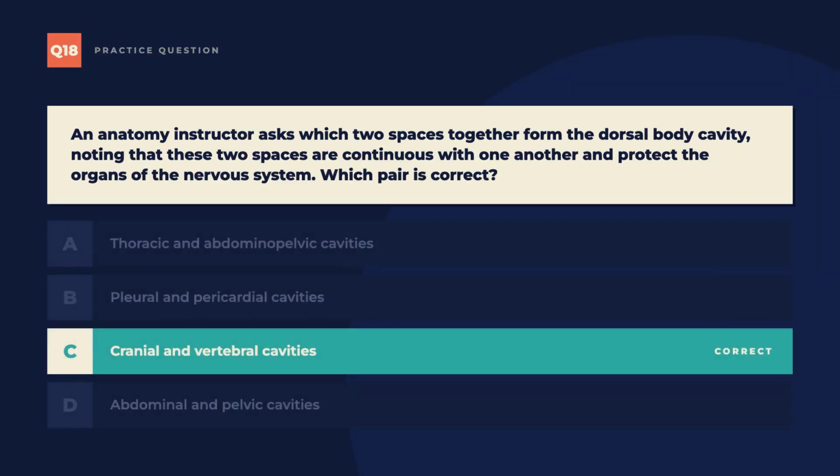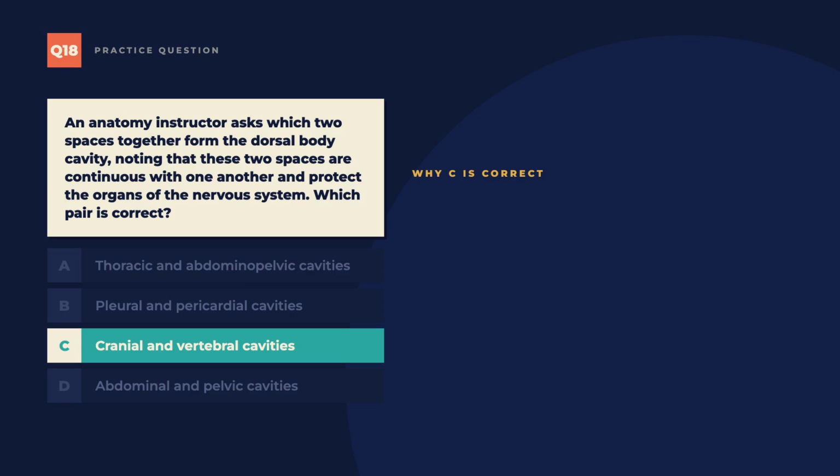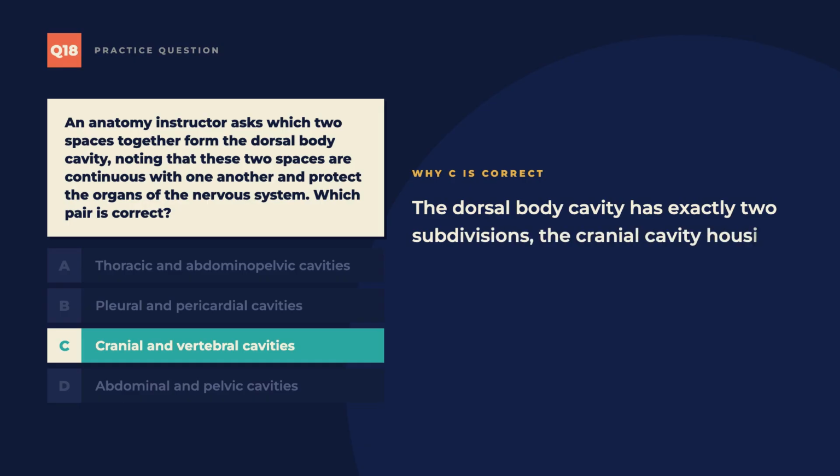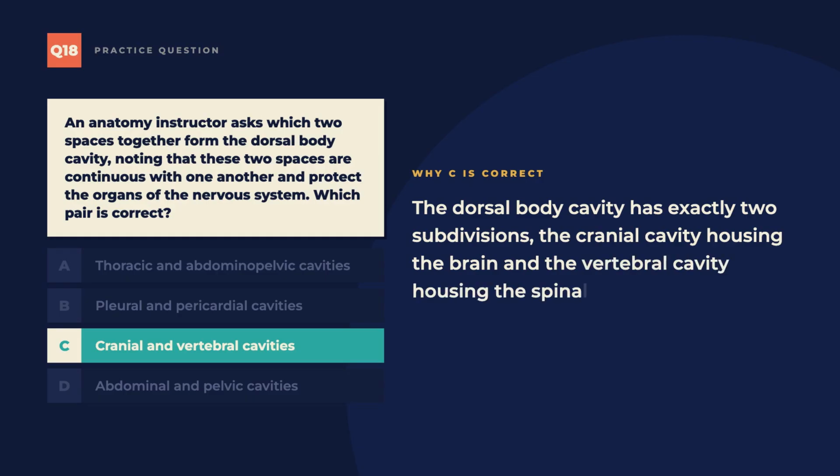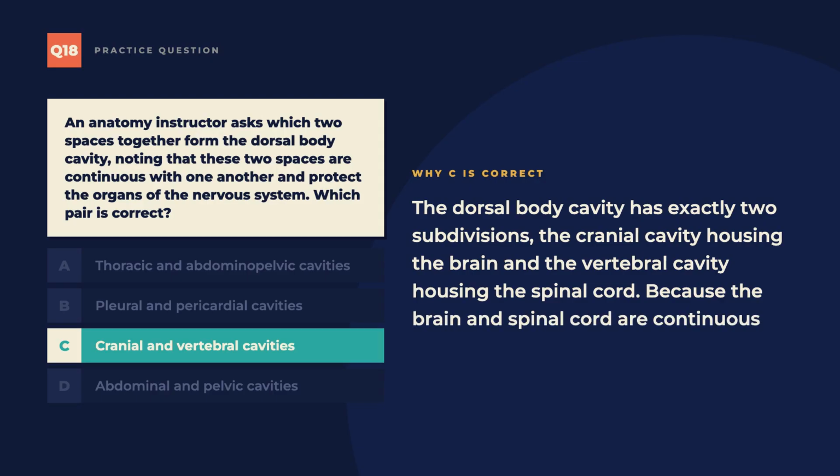The correct answer is C. Cranial and vertebral cavities. C is correct because the dorsal body cavity has exactly 2 subdivisions: the cranial cavity housing the brain and the vertebral cavity housing the spinal cord. Because the brain and spinal cord are continuous, so are these 2 spaces.